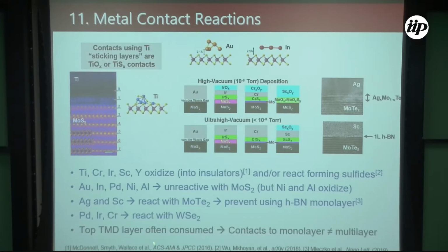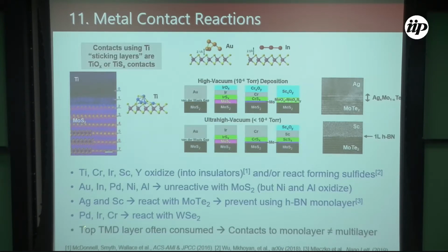Then Professor Bob Wallace tells me that palladium, iridium, and chromium actually react with tungsten selenide. So there's a difference, right? They don't react with sulfide, but they react with tungsten selenide. Again, another indication, as I may have said earlier, that the selenides are more reactive. So if you don't agree with that, then tell Bob Wallace. Tell me, but also tell Bob.